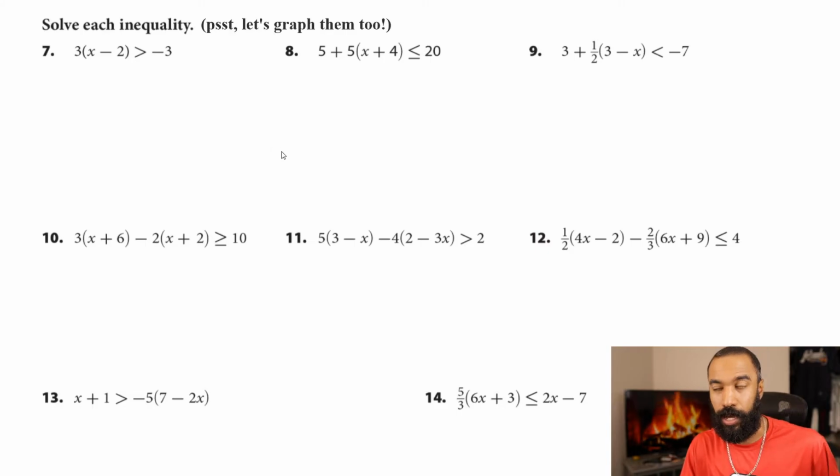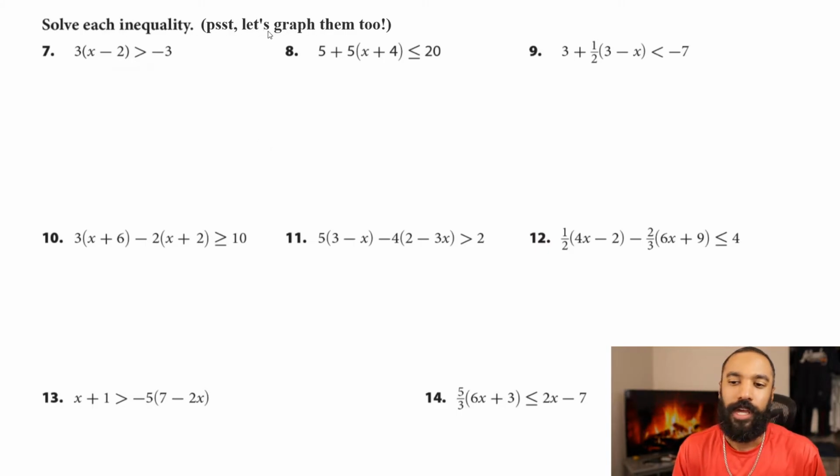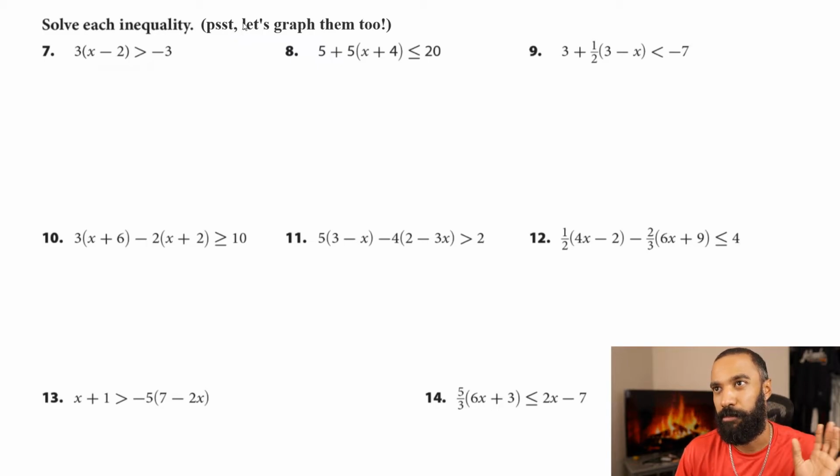So the next 14 problems here, solve each inequality, and let's graph them too. Graphing means putting them on a number line. I'll show you how I do it and how it can help you double check. And for the most part, I'm going to be doing double checking until I finally say, it's good, let's move on. Okay, 3 times the quantity x minus 2 is greater than negative 3.